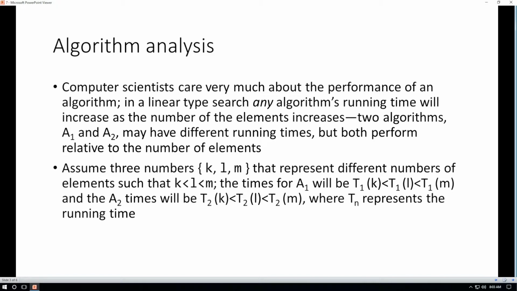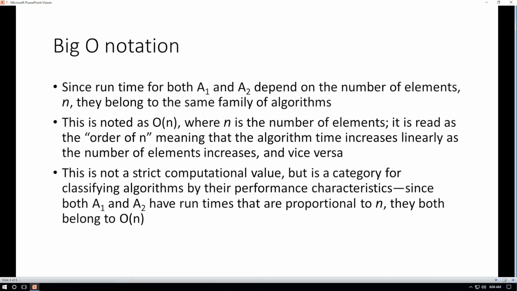The algorithm running with fewer elements is always going to complete faster than the one running with the medium number of elements, which is always going to run faster than one with a large number of elements. Even though A2 would have a different set of times, still A2 would be proportional to the number of elements. This proportionality is what brings us to Big O notation. Since these algorithms both depend on the number of elements, even though their actual runtime may be different, they're considered to be in the same family of algorithms.